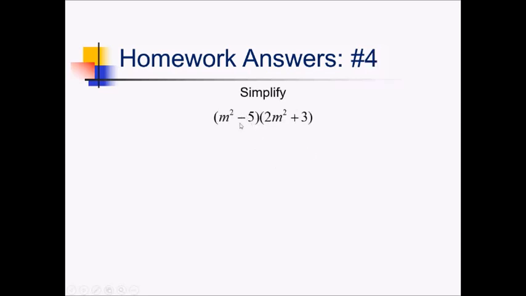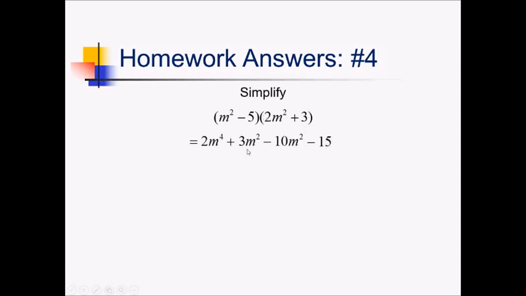For this problem, we're going to distribute using FOIL, so basically m squared times the second parentheses and negative 5 times the second parentheses. So m squared times 2m squared to start us off, that's 2m to the 2 plus 2, so 2m to the 4th power. We're adding exponents here. And then m squared times 3, that's going to be plus 3m squared. Negative 5 times 2m squared, that's going to be negative 10m squared. And then finally, negative 5 times 3 gives us negative 15.